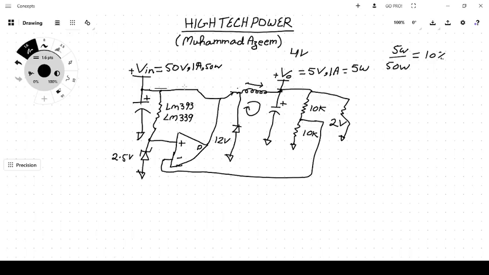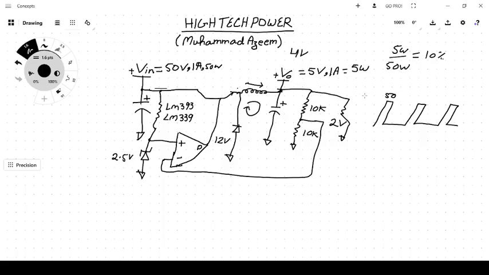Suppose that input voltage is 50 volt, output voltage is 5 volt. So due to the implementation of the comparator, the voltage that would pass to the output would be of this form. There would be a fixed voltage. Suppose it is 50 volt.